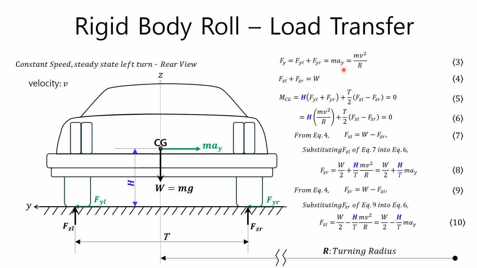On the other hand, the total weight of the vehicle must be equal to the sum of the vertical reaction forces, so it can be expressed as equation 4. If we calculate the moment at the center of gravity Cg of the vehicle, we can obtain equation 5, and by substituting Fy in equation 3 into equation 5, we can obtain equation 6. Next, by rearranging equation 4 for Fzl, we can obtain equation 7. By substituting Fzl in equation 7 into equation 6, we can obtain equation 8.